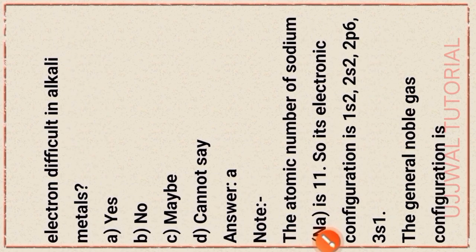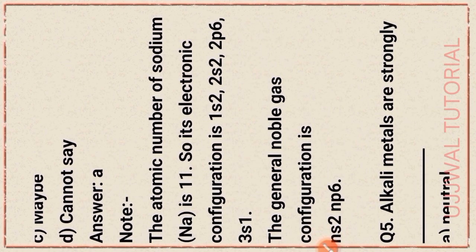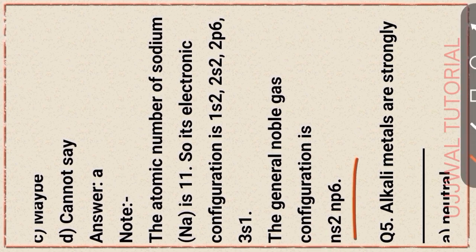Now the electronic configuration of sodium: 1s2, 2s2, 2p6, 3s1. That is the general noble gas electron configuration ns2, np6. Due to this reason, the second electron removal is very difficult.